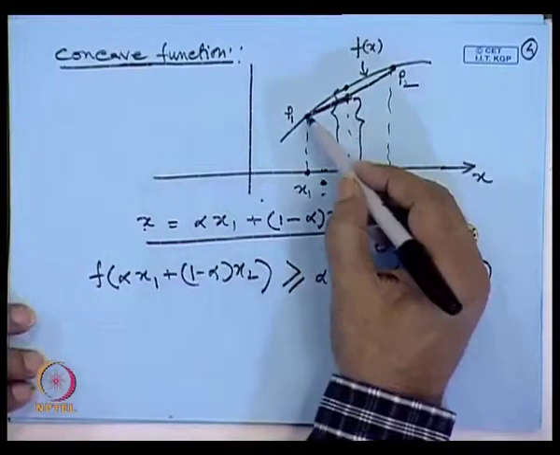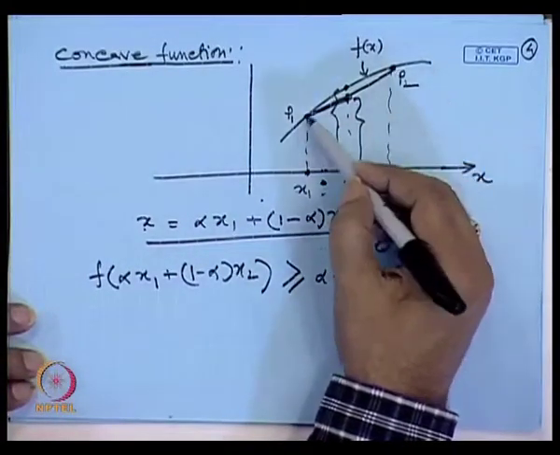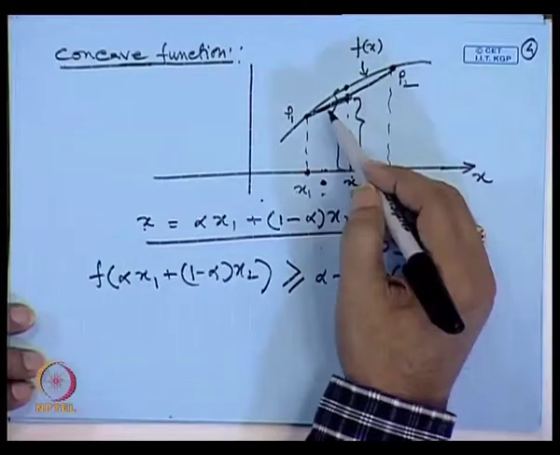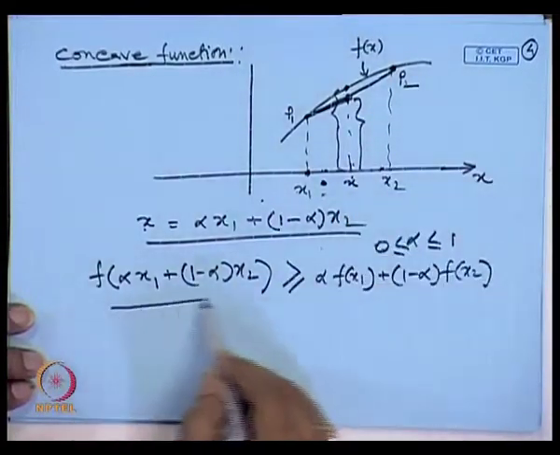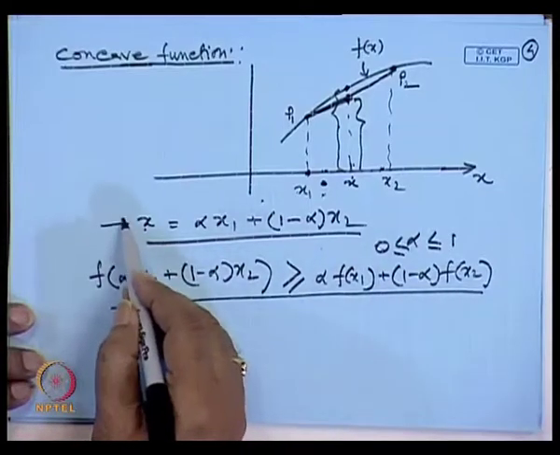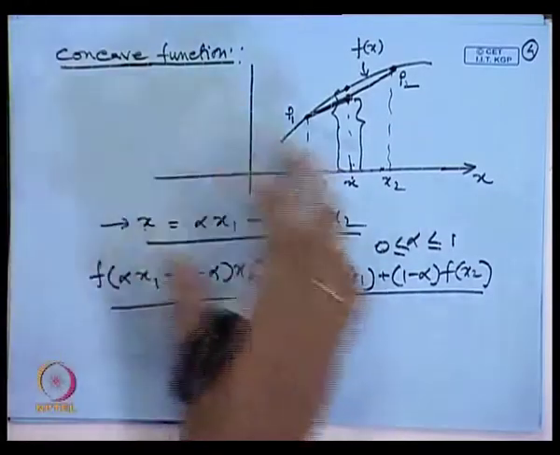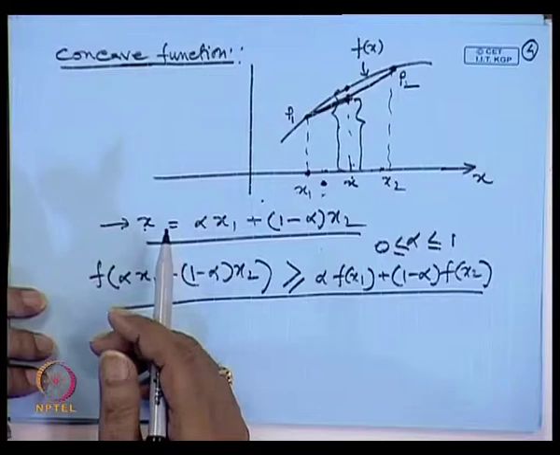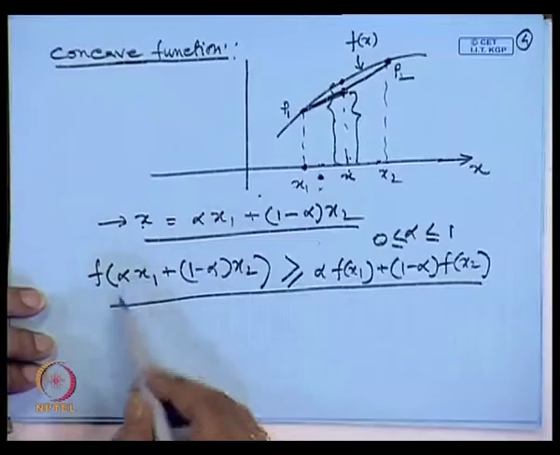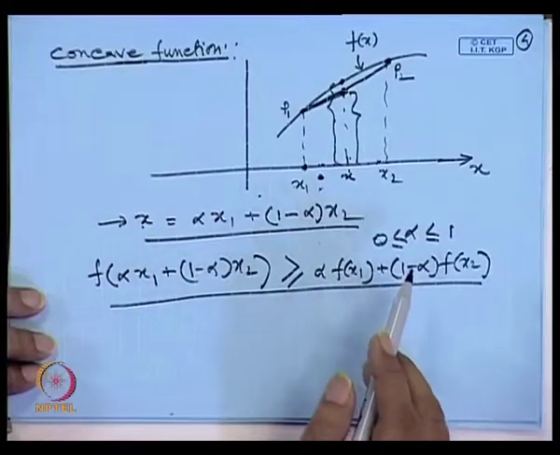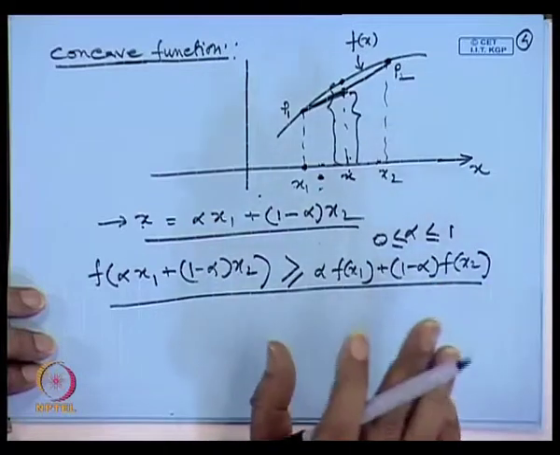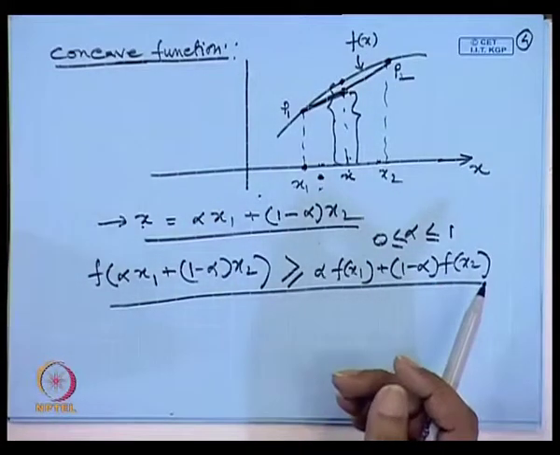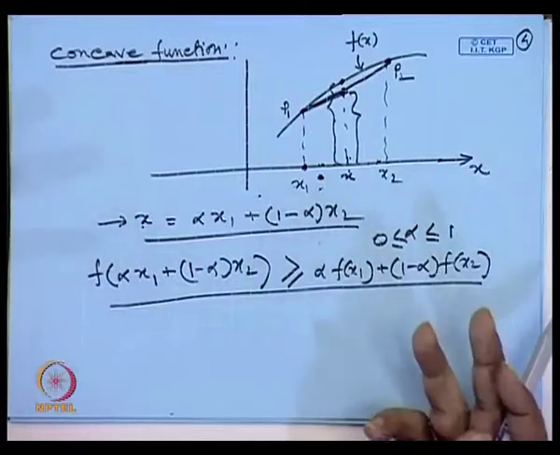Graphically also, you see the nature of the curve is a concave curve, provided this condition is satisfied. This means that x belongs to any convex set, and if this condition is satisfied, then that function is a concave function. And I can do it in a similar manner.